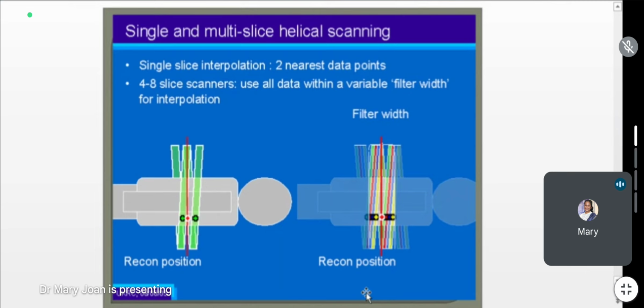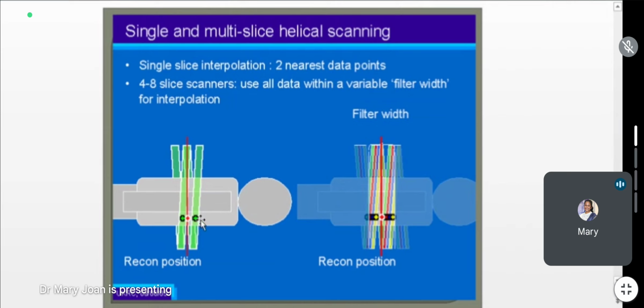The single and multi-slice helical scanning reconstruction, how we do that. We have seen how the single and multi-slice helical scanning is done. Here you can see a single helical scanning, and here the different colors represent different detectors, an array of detectors which does the helical scanning. In single slice interpolation, the interpolation is done between the two nearest data points, and 4 to 8 slice scanners use all data within a variable filter width for interpolation.